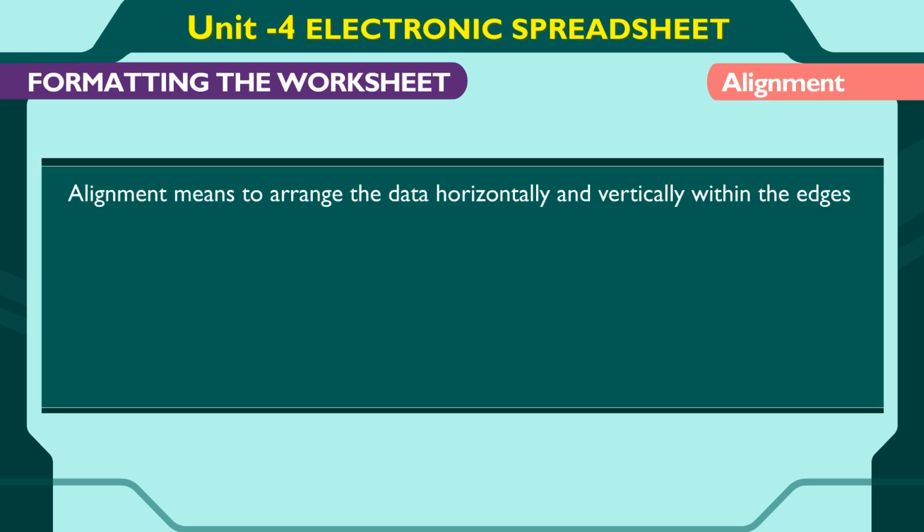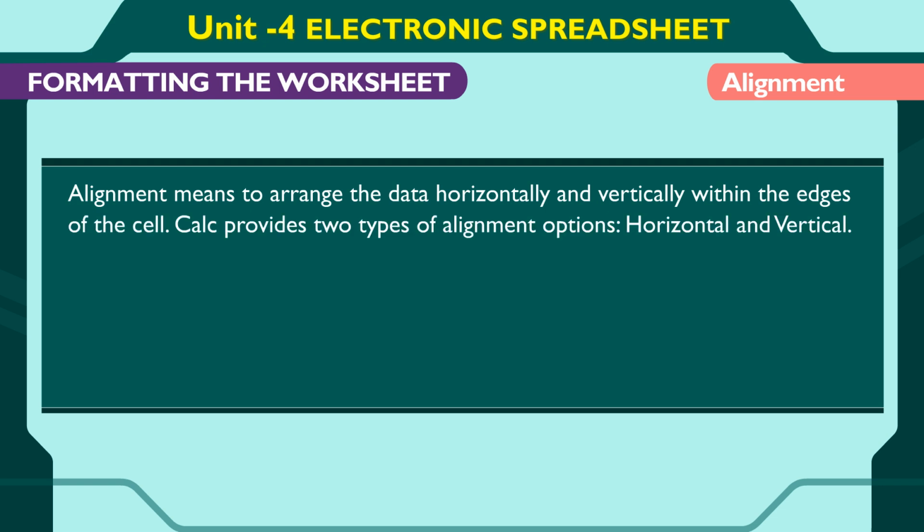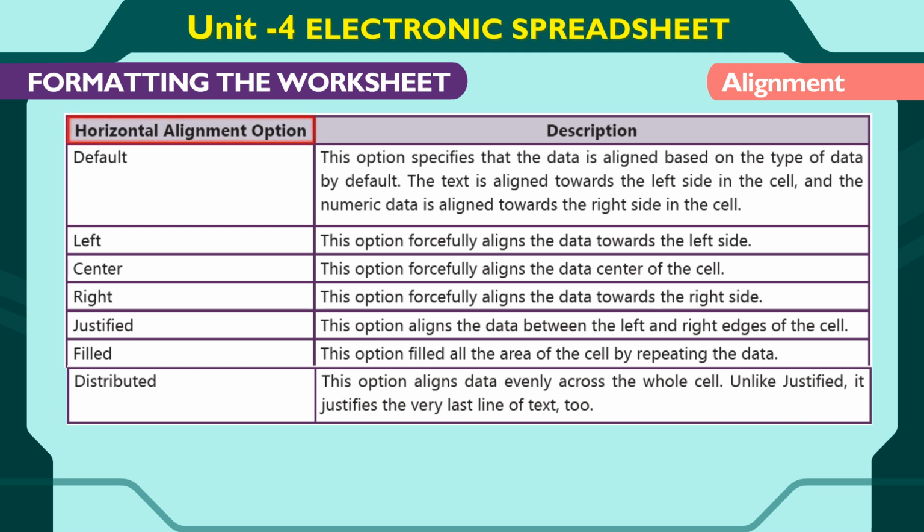Alignment. Alignment means to arrange the data horizontally and vertically within the edges of the cell. Calc provides two types of alignment options, horizontal and vertical. Horizontal alignment can be any one of the following. Default: this option specifies that the data is aligned based on the type of data by default. The text is aligned towards the left side in the cell and the numeric data is aligned towards the right side in the cell.